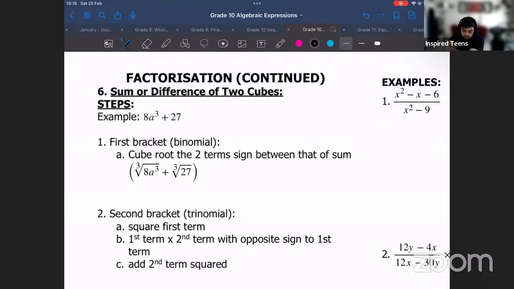Okay, let's have a look at this. All right. Factorization, sum or difference of two cubes. Okay, so in this case, we have two cubes, sum or difference. It's self-explanatory again, right? So sum plus, difference minus, two cubes. We have two different values, which are perfect cubes.